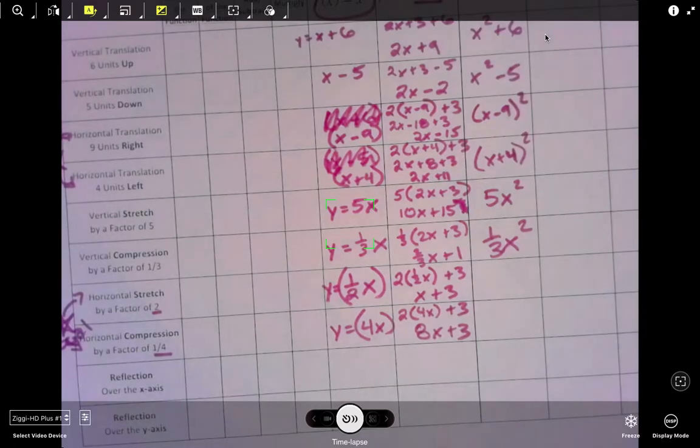Is that super confusing? No? The more you have these, the more they'll make sense. The more you do these, the more they'll make sense. What will the quadratic look like? Easy, you think?